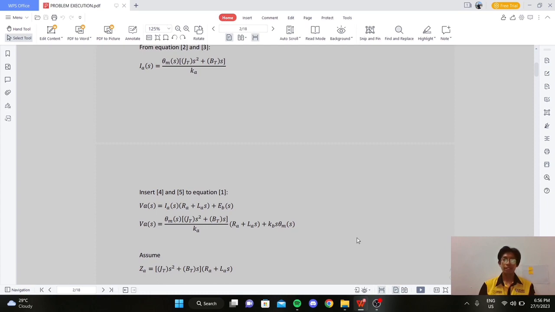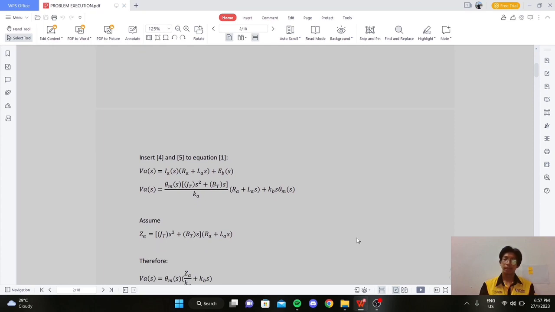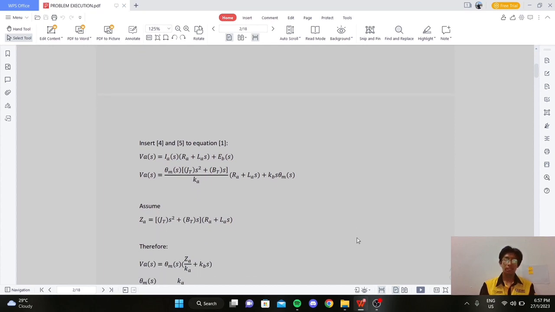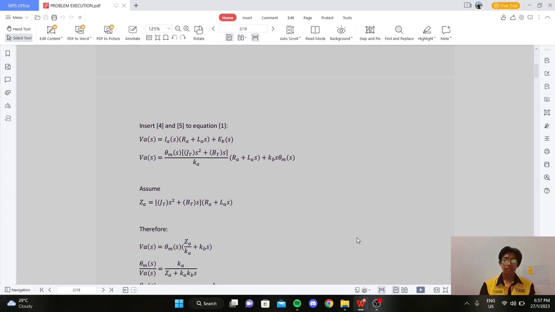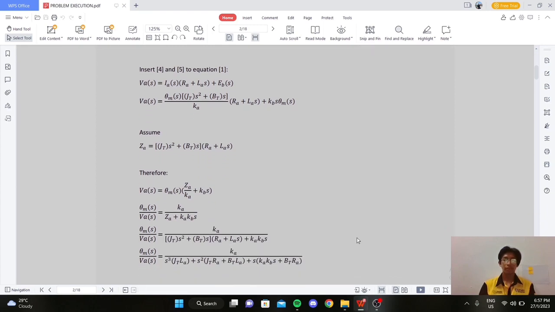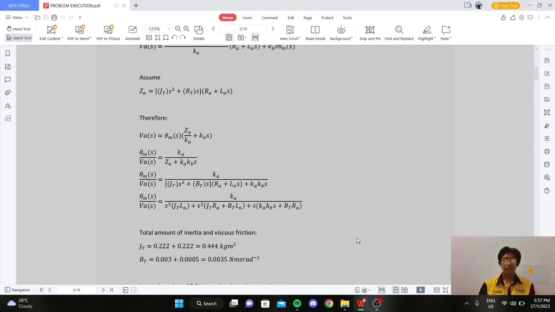So VAS equal to IAS times RA plus LAS plus EBS. We get VAS equal to theta MS times JT times S squared plus BTS over KA times RA plus LAS, plus KBS theta MS. We assume that ZA equal to JT times S squared plus BTS times RA plus LAS. Therefore, VAS equal to theta MS times ZA over KA plus KBS. Next, theta MS over VAS equal to KA over ZA plus KAKBS.